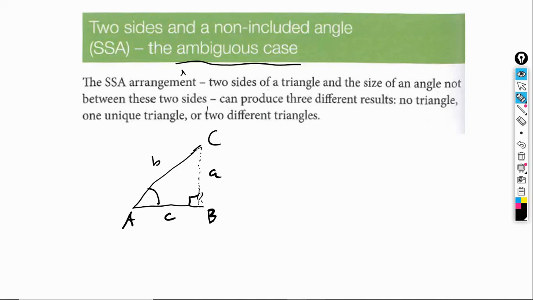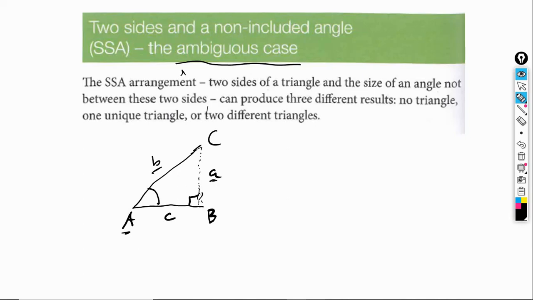Okay, so notice that it's going to be side side angle. So let's suppose that we have side B. Let's suppose we know what side A is, and let's suppose we know what angle A is. Okay, so that would be side side angle. And this is just to illustrate why this is the so-called ambiguous case, because everything is going to depend on the length of A.